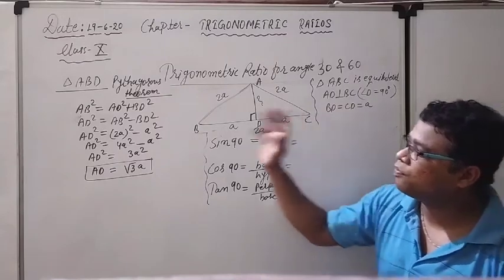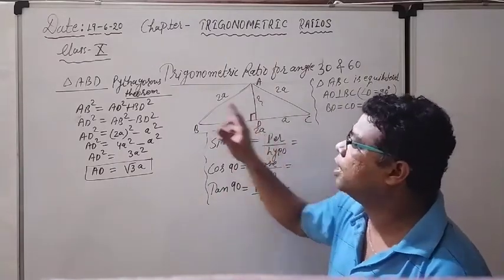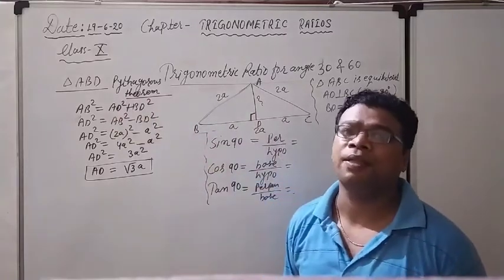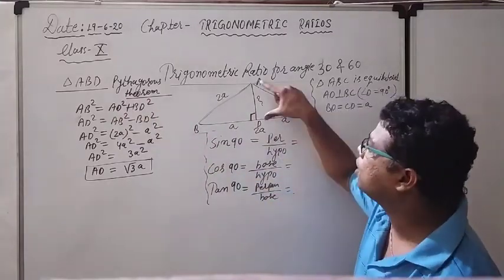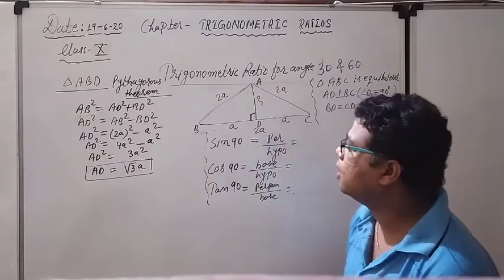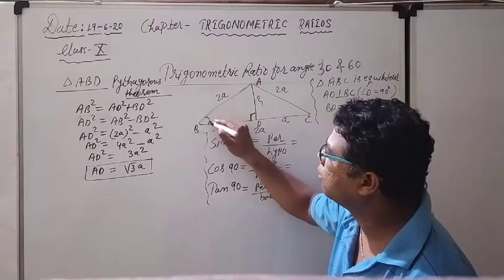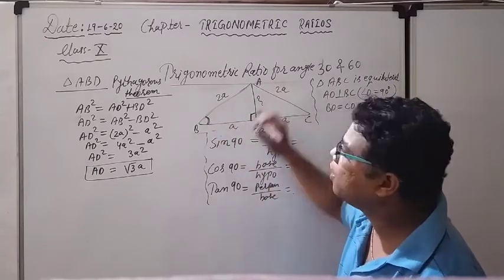And after that we have to apply the Pythagoras theorem on this right angle triangle ABD. Why are we applying the Pythagoras theorem? Because we have to find out this value AD. And what is AD here? AD is the perpendicular. Suppose this is our side. That AD value we have to find out.